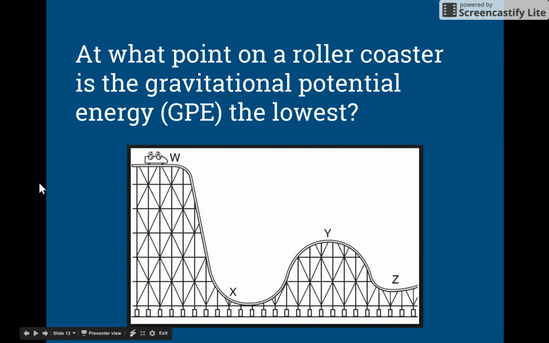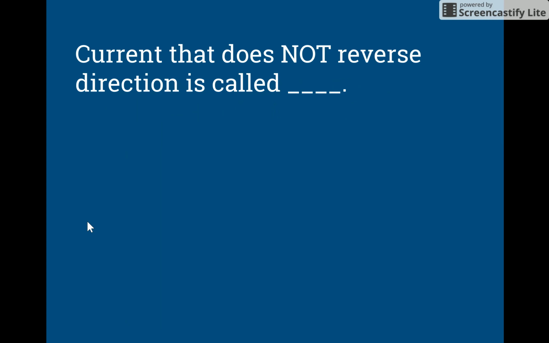At what point on a roller coaster is the gravitational potential energy the lowest? Where do we see the lowest gravitational potential energy? We would see the lowest gravitational potential energy at point X in this diagram because it is the lowest part of the roller coaster. It has the least height, and that means it has the lowest gravitational potential energy.